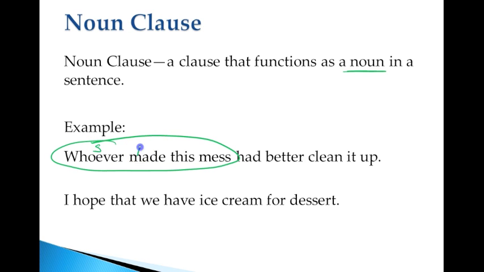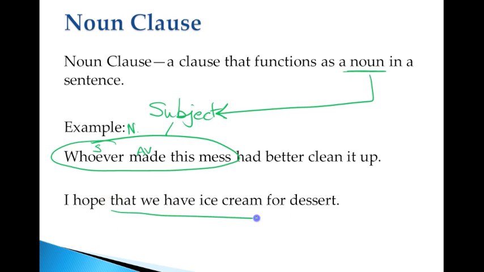This is the subject and this is the verb, and this is where noun clauses get kind of interesting. In this case, this noun clause is actually altogether, all the words together in the clause, the subject of the sentence. Whoever made this mess had better clean it up. This is the subject. Remember, nouns function as subjects, among other things in sentences.